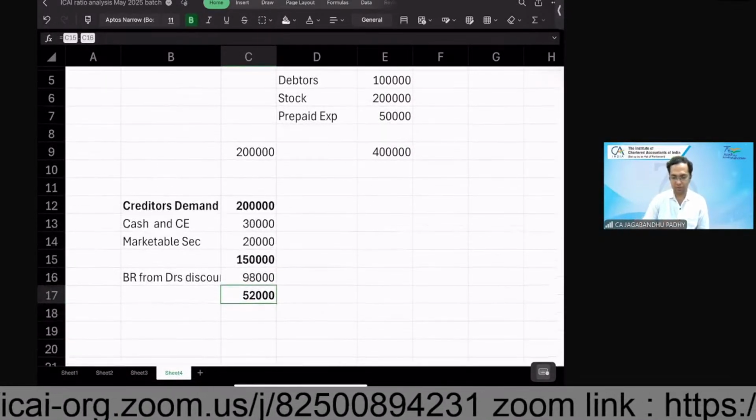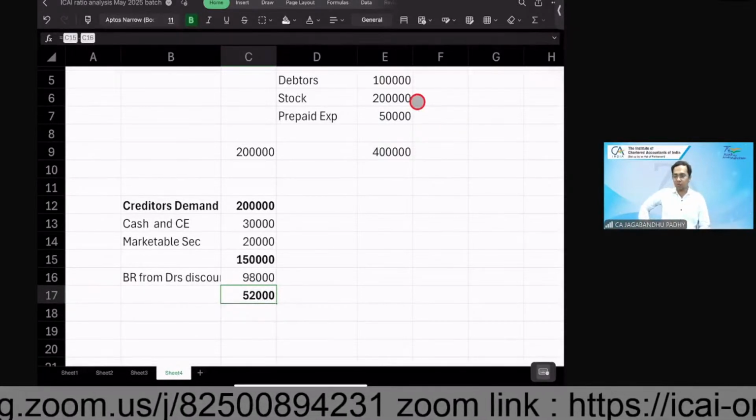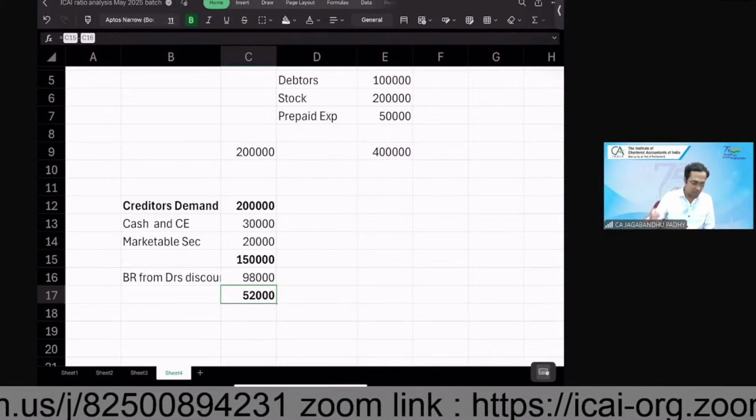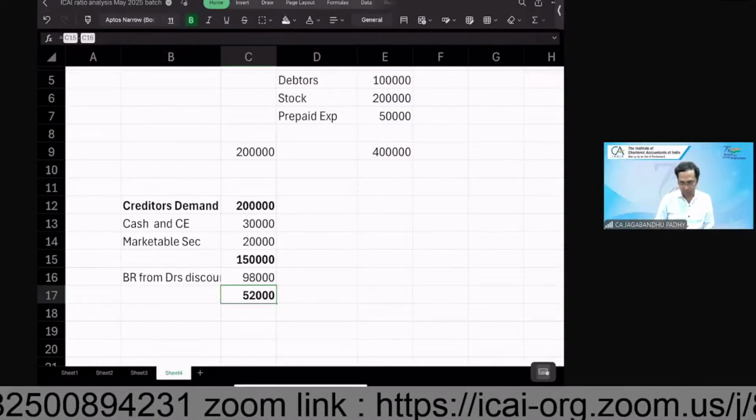How are we going to pay this? Can we really sell the stock? Is it easy for you to sell the stock in the open market and then make payment to the creditors? No, because even if you sell the stock, it may be taken up by the debtor. And again, you will have to lose money on that.